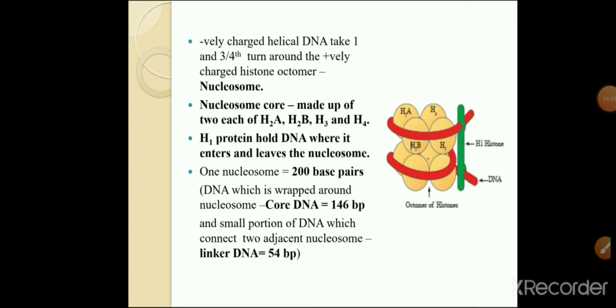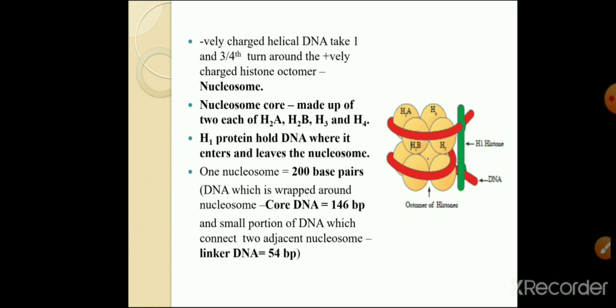The negatively charged helical DNA is wrapped around the positively charged histone octamer, forming a structure known as nucleosome. The nucleosome core is made up of 2 molecules of each of 4 types of histone protein, namely H2A, H2B, H3 and H4. The H1 protein binds the DNA thread where it enters and leaves the nucleosome.